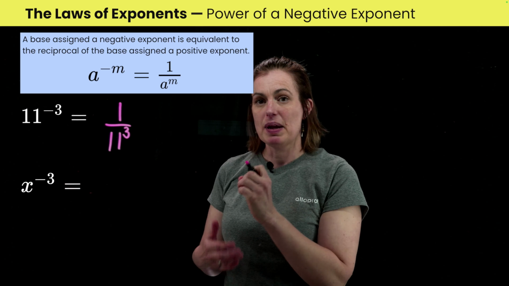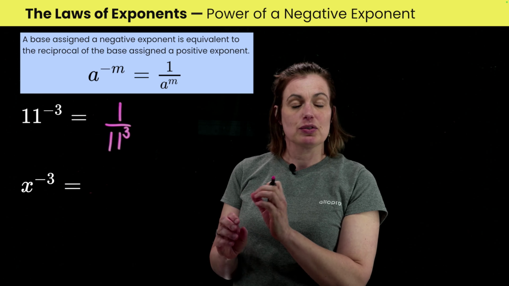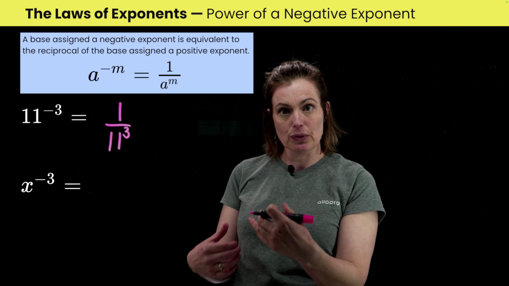Here, with my base as a variable, the same thing's going to happen. So right now I have x to the exponent negative 3.